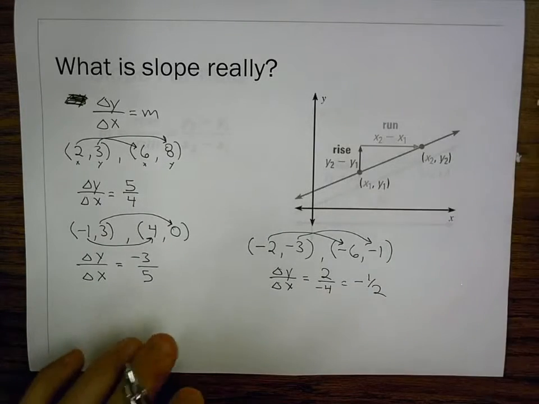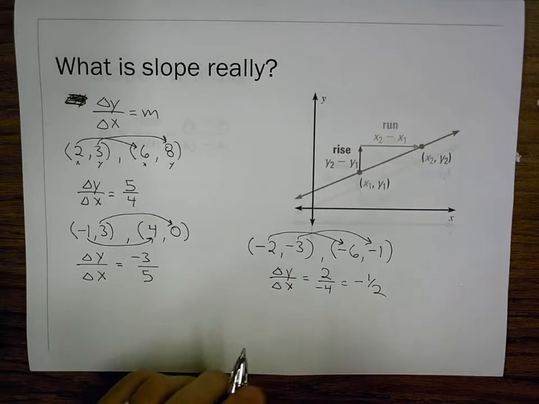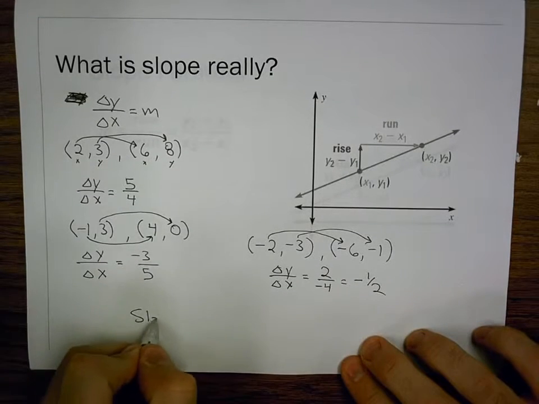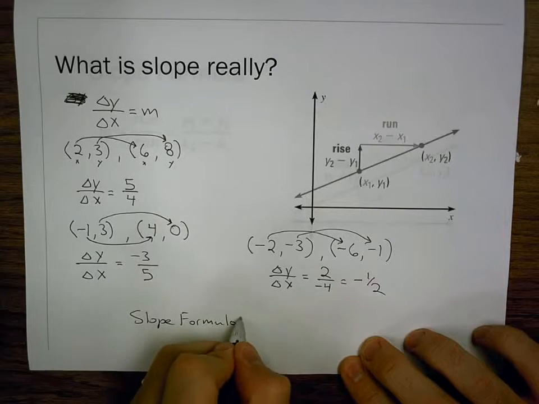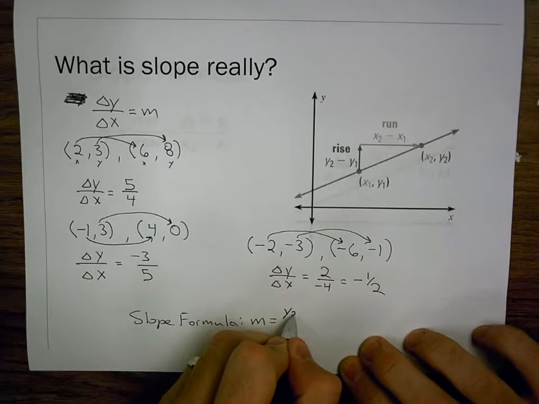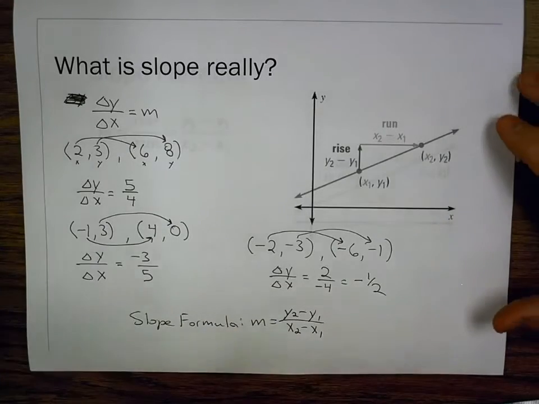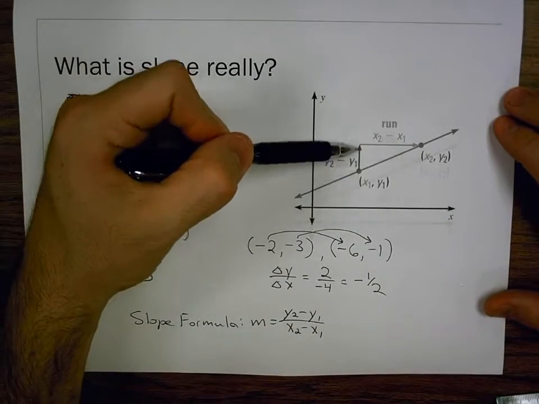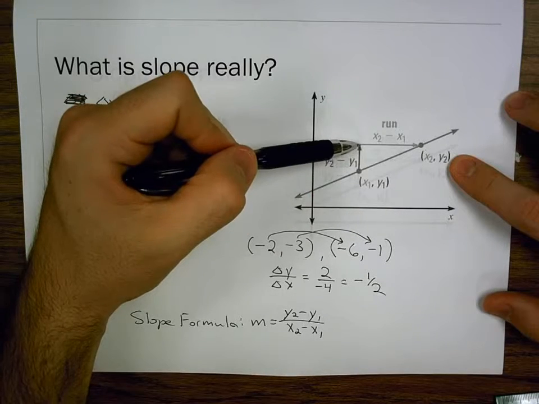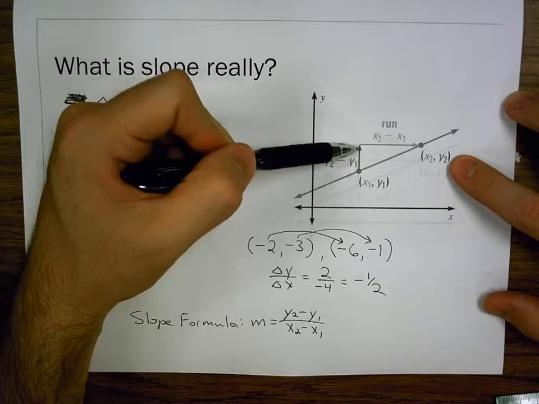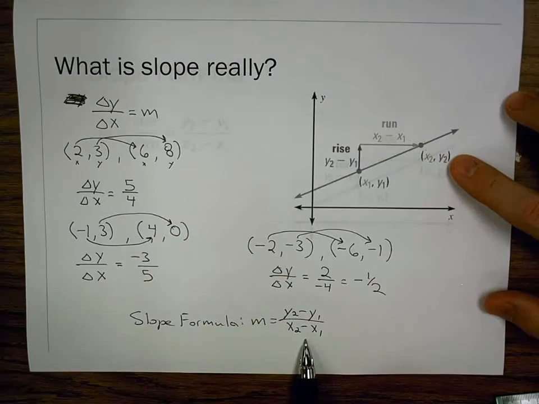Now, this may be different than what you've seen before. What you've seen before is the slope formula, which says m is equal to y2 minus y1 over x2 minus x1. It's really finding the change in the rise. So if I had the two coordinates here, y1 and y2, I could subtract y2 minus y1 to find that distance. I can do x2 minus x1 to find that distance, and then it's still the ratio.